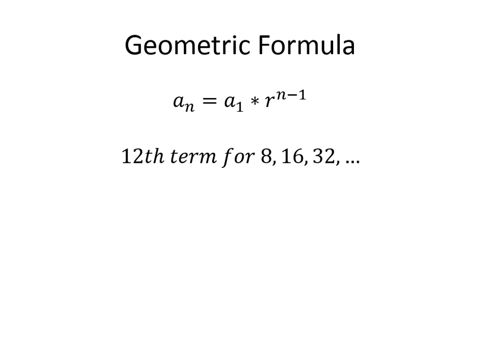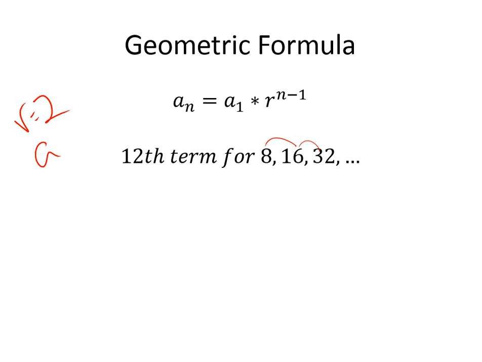That's geometric. So the formula to find any term in a geometric sequence, once you know what the ratio is: a of n, which is whatever term you want to find, is equal to the first times the ratio to the power of the term you want minus 1. So if we look at this one, we want to find the 12th term for 8, 16, 32. Well, 16 to 8 is 2, 32 to 16 is 2. So we know the ratio is 2.